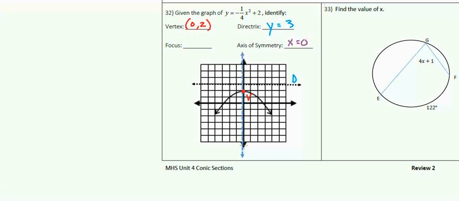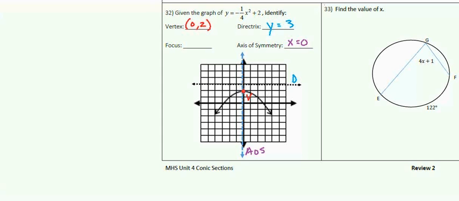And let's go ahead and just label this as axis of symmetry. So we only have one more thing to find, and that is the focus. Now in this case, you have to use your knowledge of how the directrix and the vertex and the focus all relate to each other. And we've learned in class that the vertex is always exactly in between the directrix and the focus.